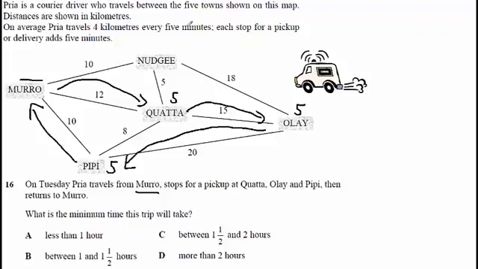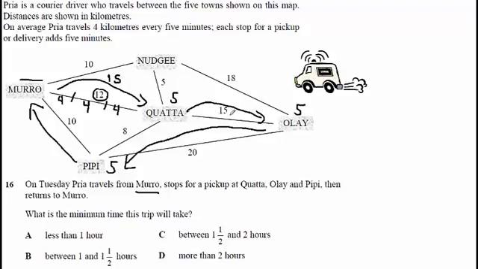Now it takes 5 minutes for every 4 kilometres, and so we can break this 12 kilometre trip up into 3 lots of 4 kilometres. And so 3 lots of 4 is equal to 12, and so each of those is 5 minutes, which means there's 3 lots of 5 minutes, which gives us 15 minutes.